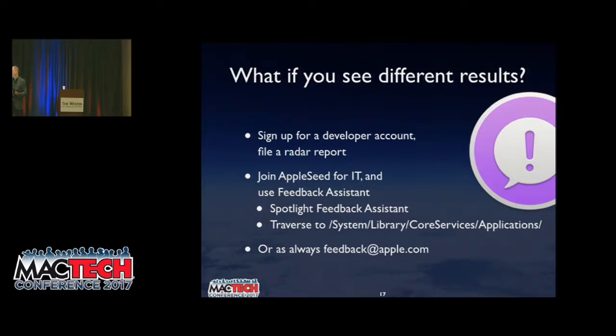Use the feedback assistant. Even if you haven't gotten yourself into Appleseed for IT, the feedback assistant always lives on all Macs at System Library Core Services Applications. And it's keyed into Spotlight. So if you just Spotlight feedback, it'll pop right up. And that is how you should notify Apple about anything that's not working the way that you want it to. There's always feedback at apple.com if you don't want to do that, though.